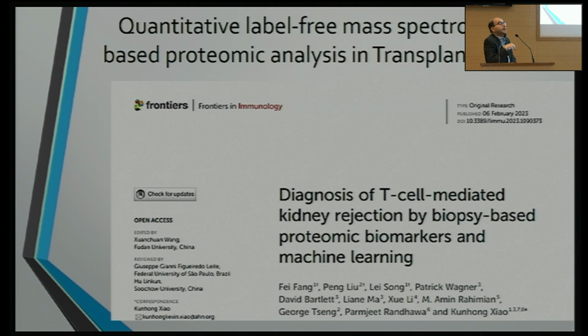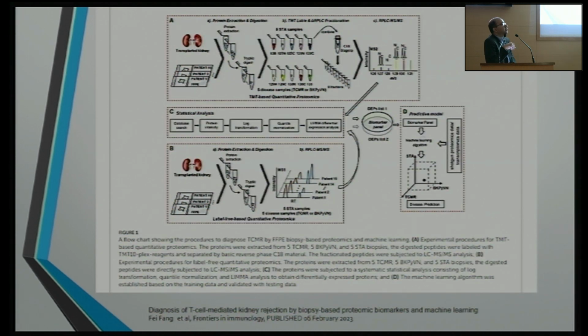Mass spectrometry is also being used in transplant for diagnosis of rejection. In this particular study, they used proteomic biomarkers with machine learning for the diagnosis of T-cell mediated rejection. This is actually a pilot study. They took 5 patients with stable function, 5 patients with T-cell mediated rejection, and 5 patients with BKV nephropathy, histologically proven. They took the tissue samples from them, did the protein digestion, and then did the mass spectrometry.